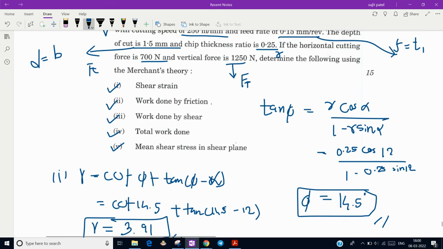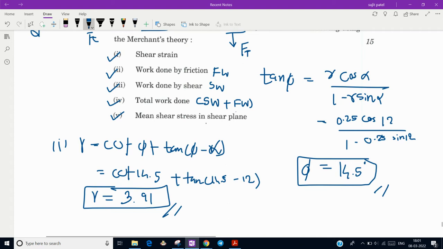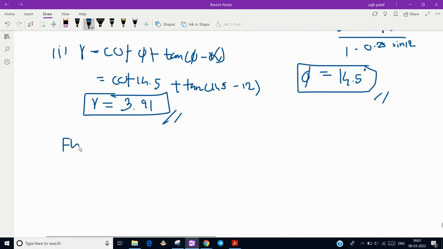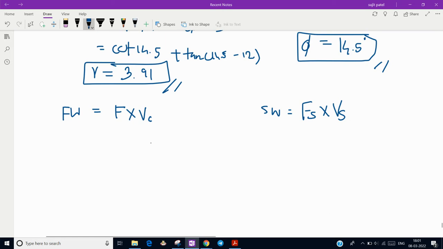Next thing, work done by friction, that means friction work, FW in short I am going to write, and shear work, that is SW. And total work we can give with the formula shear work plus friction work, and we have to find mean shear stress tau. So what is the formula for the friction work? That is frictional force F and chip velocity, that is Vc I am denoting, and shear work, that is shear force Fs into shear velocity Vs. So we have to find all these four parameters.